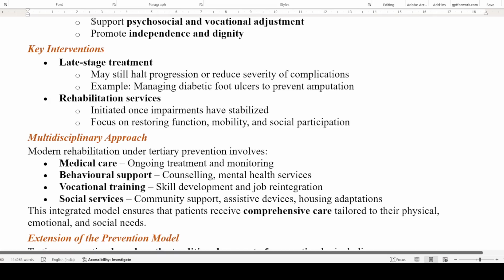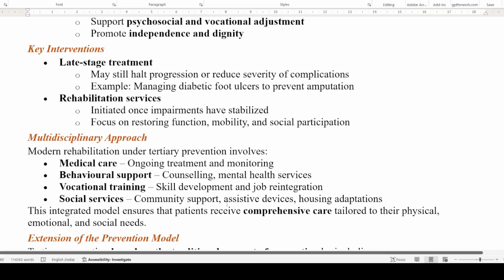We can also have a multidisciplinary approach in tertiary prevention, because the modern rehabilitation criteria is also there. Medical care is of course there, treatment and monitoring should be there, counseling and mental health support should be given. They should be given vocational training like skill development or job reintegration, so that they may have a calm lifestyle and calm mental health. And of course community support, assistive devices, and housing adaptations should be provided to them, so that they will not develop any type of mental health issues.